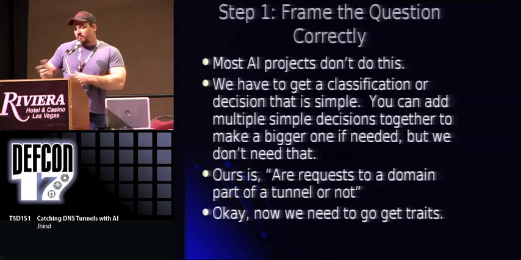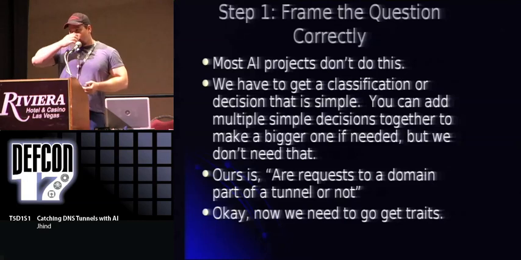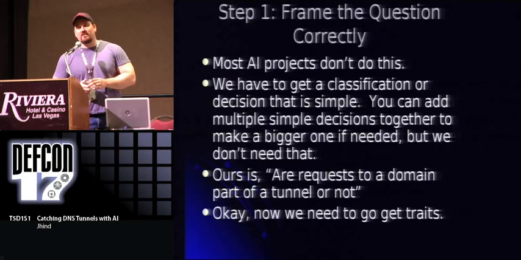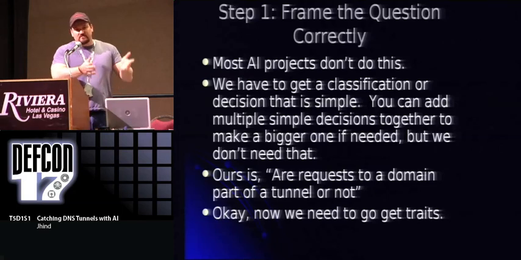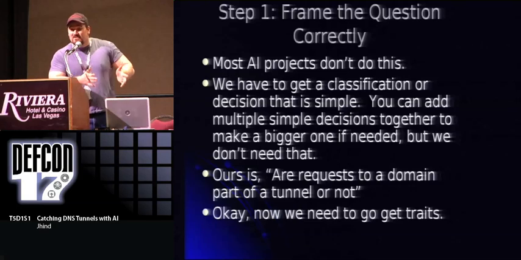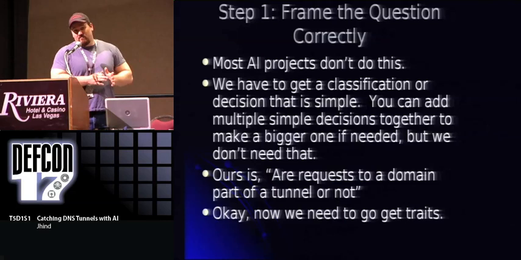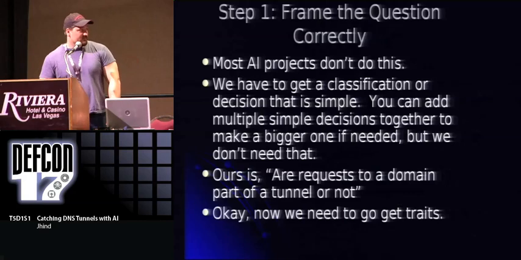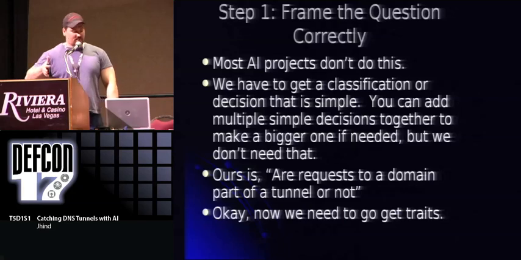So if we were to apply this to other exfiltration methods, like let's say we wanted to look at HTTP traffic: is this HTTP traffic being used to exfiltrate data? That one's a lot harder. We're going to have to break that down into lots of different decisions. We're probably going to have multiple neural networks making multiple decisions about the destination and about the content and all that kind of stuff. That one's hard. I chose DNS because it's fairly cut and dry. There's not a whole lot we have to consider. So again, all we're asking this neural network to decide is: is this part of a tunnel or not?